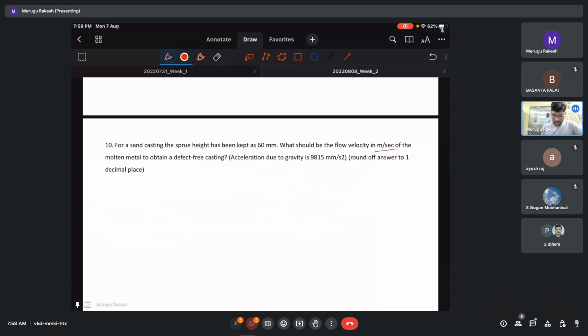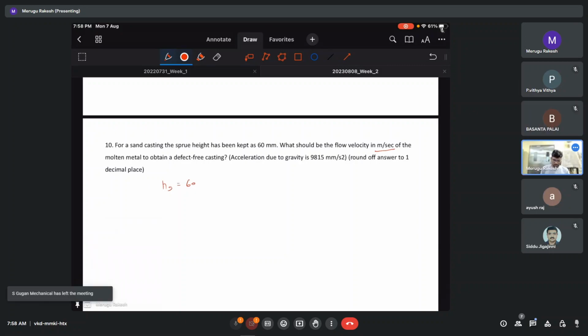Okay, I'll start. So for sand casting, the sprue height was kept at 60 mm. Okay, so height of the sprue is 60, right? Then they want what should be the flow velocity in meter per second of the molten metal to obtain defect-free casting. Acceleration due to gravity is 9.81. Round up to one decimal place. So this is just to trick you. This obtain defect-free casting. Okay.